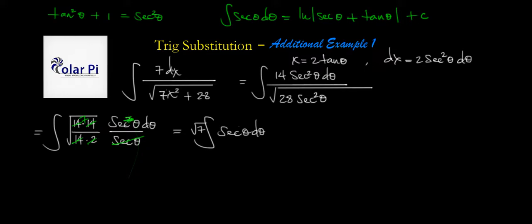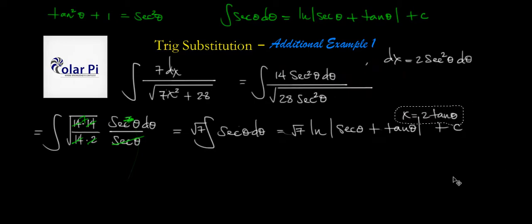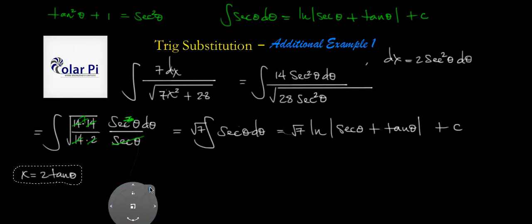Okay, cool. So we'll have here square root of 7 times the natural log of the absolute value of sec theta plus tan theta, and then plus c. Now, all we have left to do is to get back from theta to x, and that's all going to rely on our original substitution, where we made x equal to 2 tan theta. So based on this substitution, clearly tan theta is going to be x over 2.